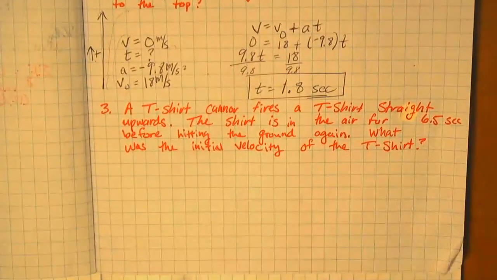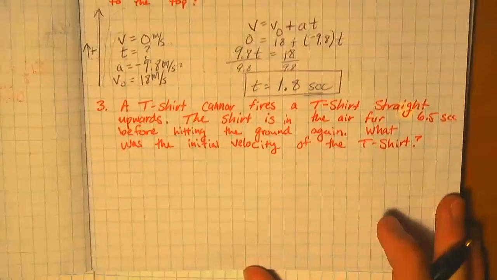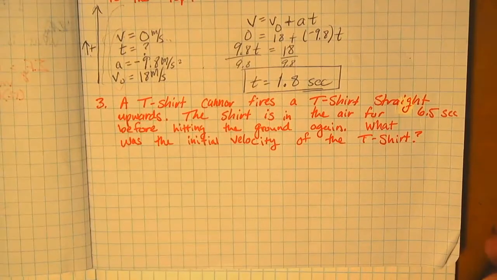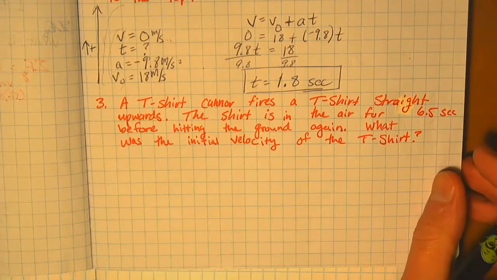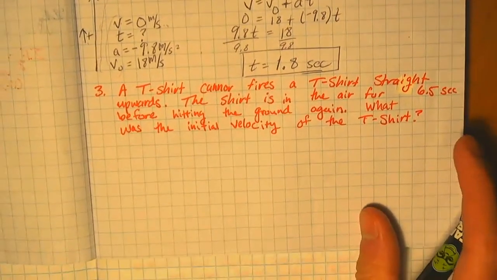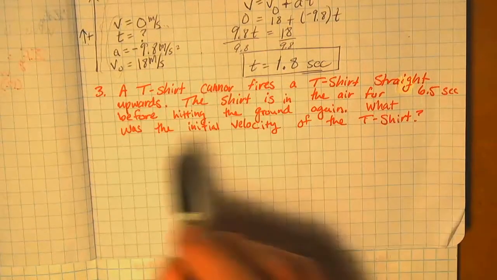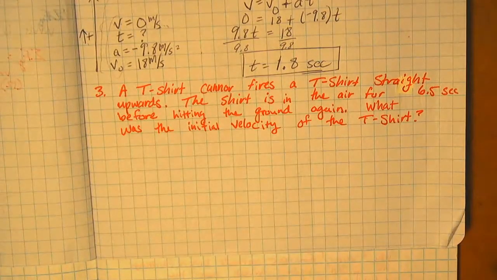All right. And last one here. A t-shirt cannon fires a t-shirt straight upwards. The t-shirt is in the air for 6.5 seconds before hitting the ground. What was the initial velocity of the t-shirt?